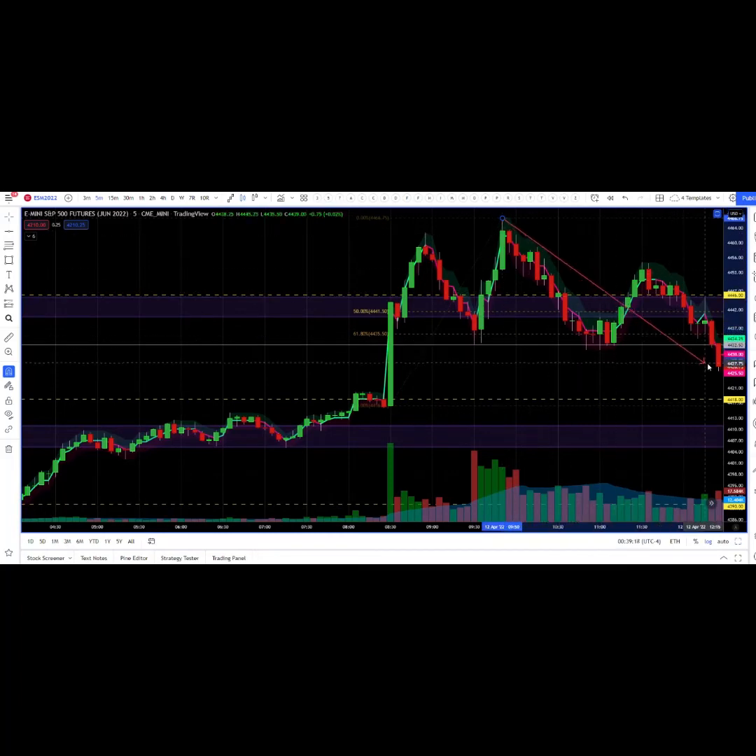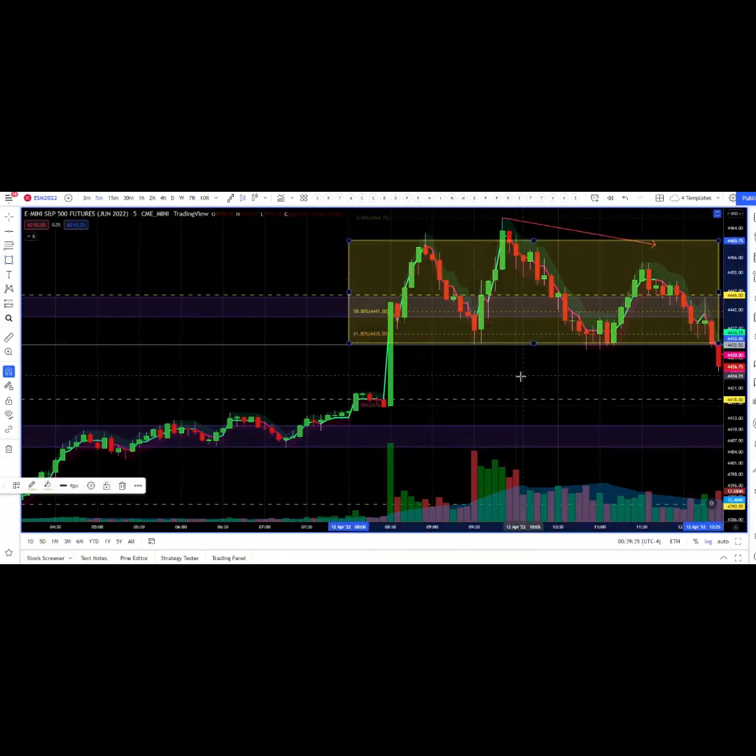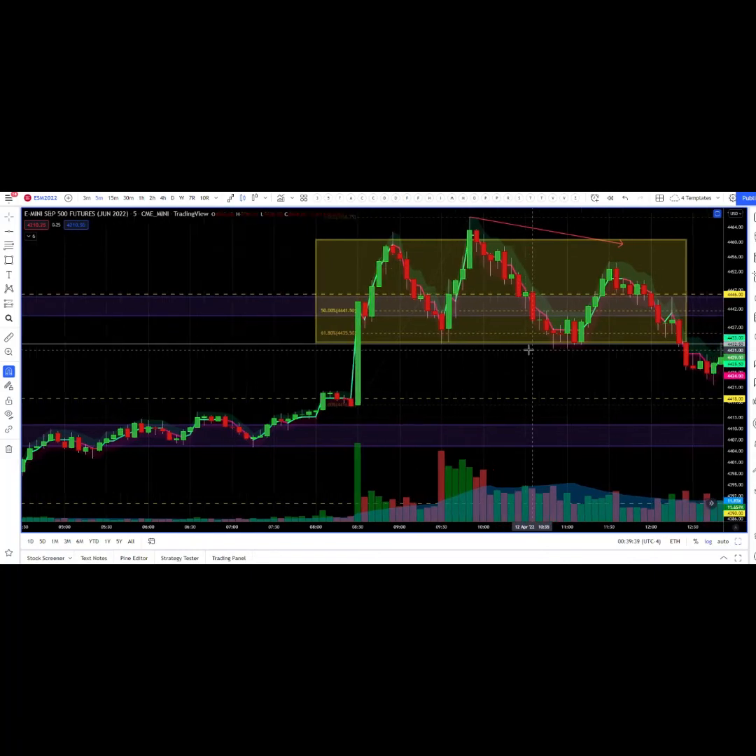There's no question at this point that it's not going to just do this. If it does come back up, it's a short if you can get it in this structure, because what happens is this becomes resistance. So let's see what happens here. I don't even know. Probably just let's go now.